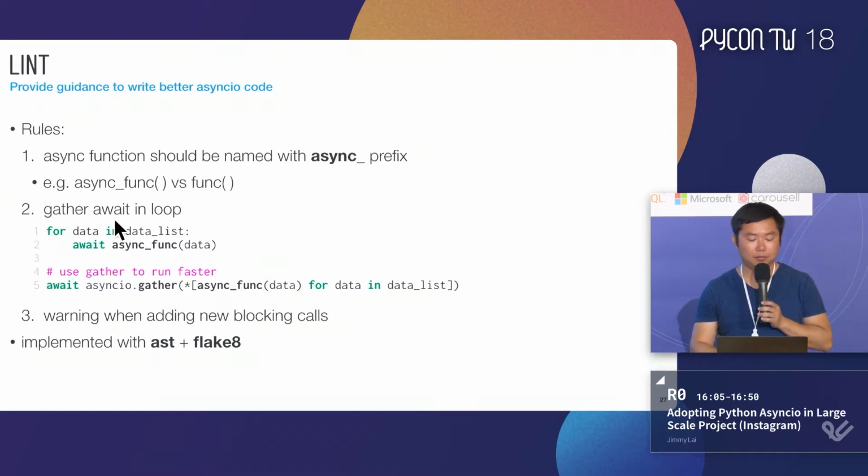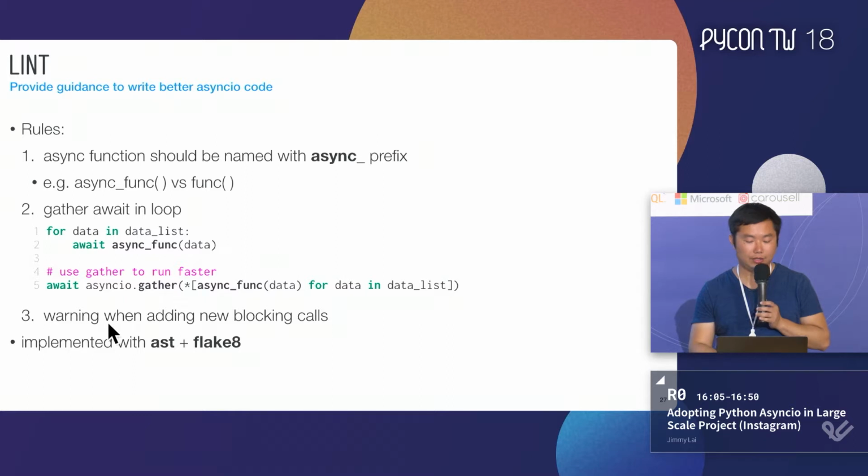And the second is gather await in loop. So let's say you have a for loop and you do await. Those awaits will become sequential awaits. We can actually gather them. So when this happens, we provide a warning in LINT.